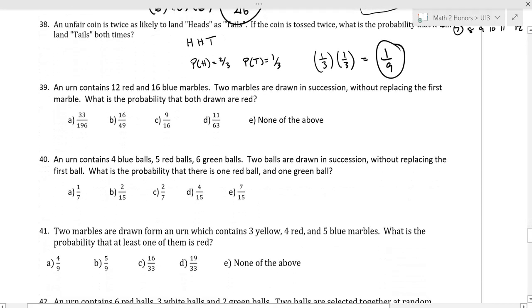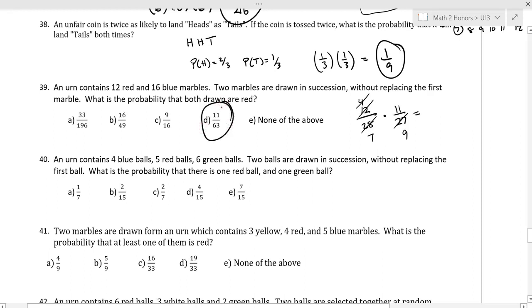All right, 39. An urn contains 12 red and 16 blue marbles. 2 marbles are drawn in succession without replacing the first marble. What is the probability both are red? So you got 12 red out of 28 marbles times 11 red out of 27 marbles, and then just work on reducing this the best you can. Let's see, if I divide by 3 and divide by 4, we end up with 11 out of 63.